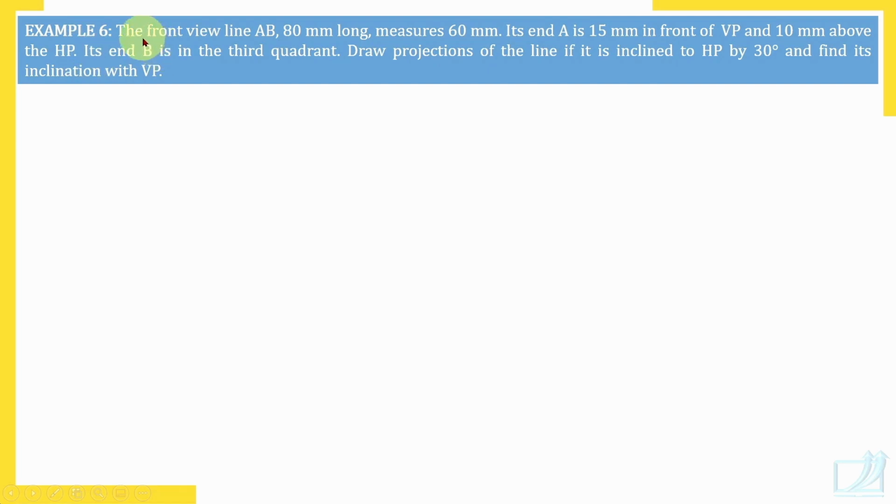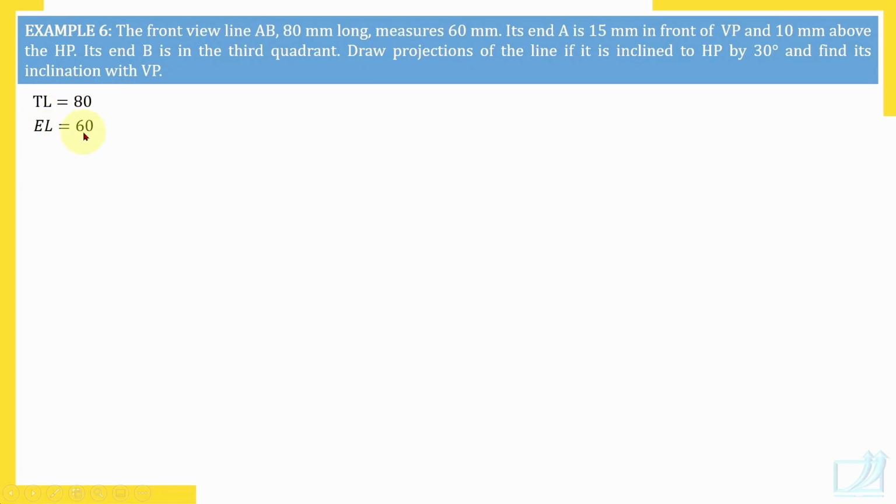Read this problem. The front view of line AB 80 millimeters long. Check here. It's not mentioned that line AB is 80 millimeters long. It is very clear. Front view of line AB is 80 millimeters long. That means, okay, read the problem. The front view of line AB 80 millimeter long measures 60 millimeter. Read the statement carefully. So line AB is 80 millimeter long and its front view measures 60 millimeter. So true length is 80.